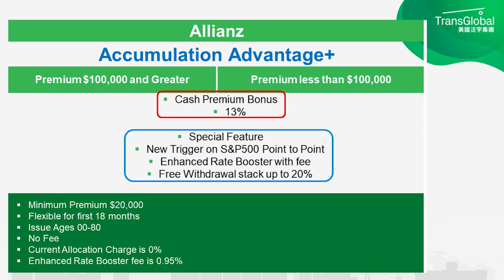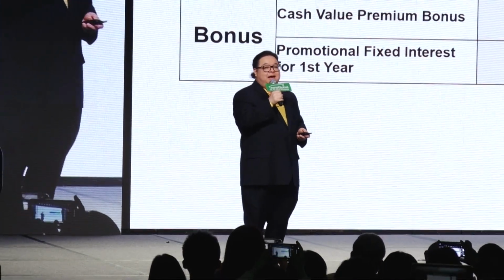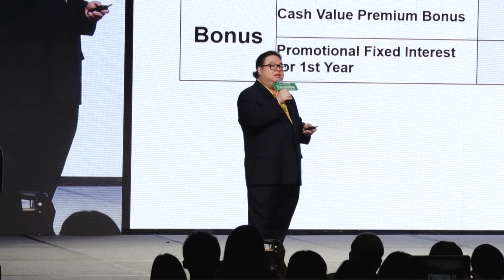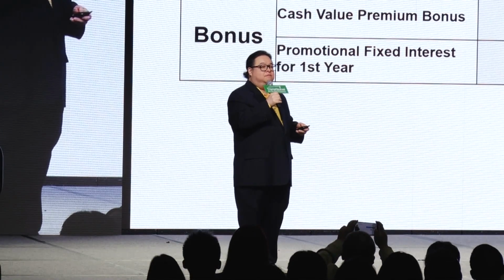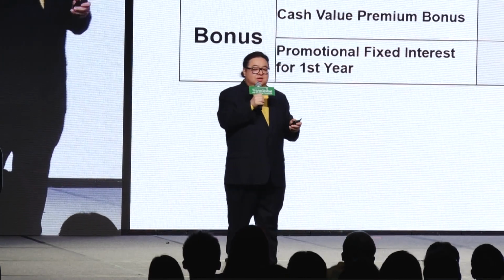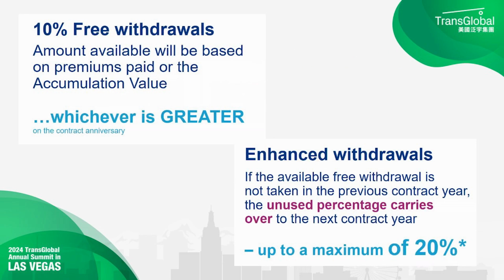I want to talk about this a little bit. When you compare AAA and AAA Plus, without digging into participation rate, the very main difference is the bonus. AAA gives you a fixed rate bonus. AAA Plus gives you a premium bonus. Okay, they both give you bonus. And AAA Plus has this special free withdrawal.